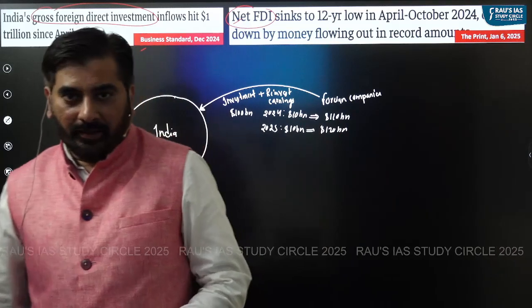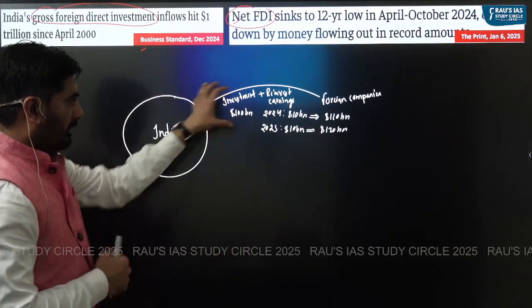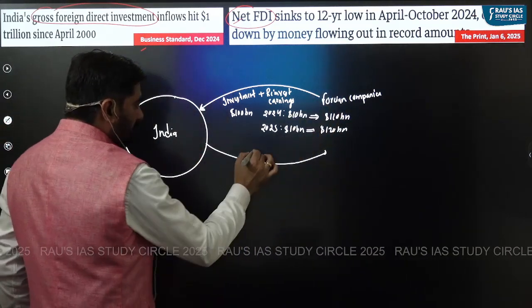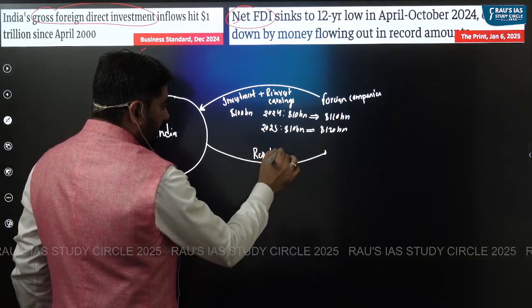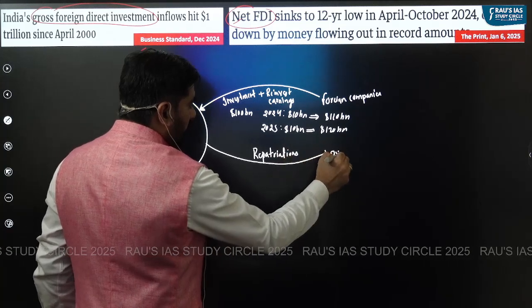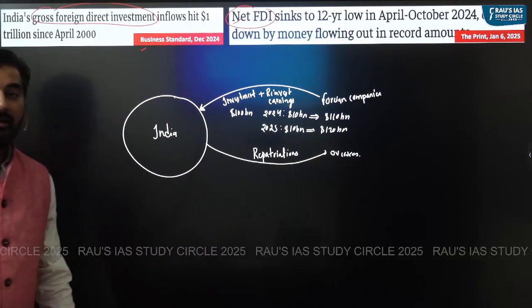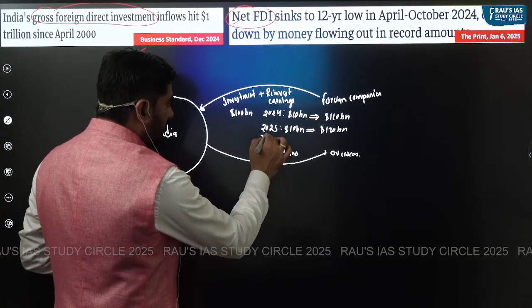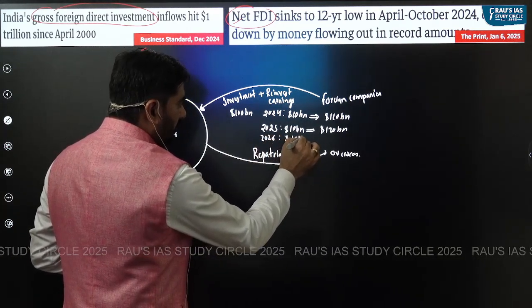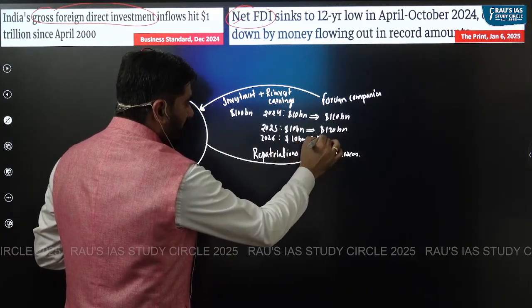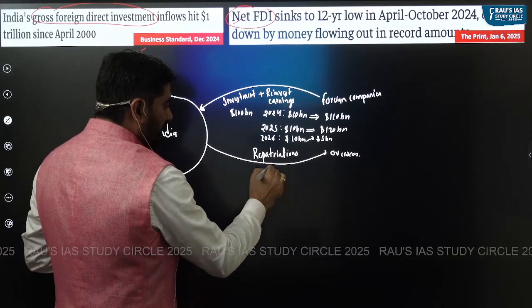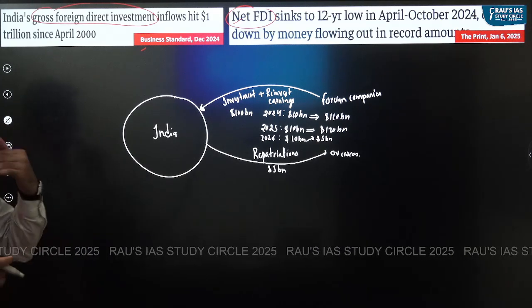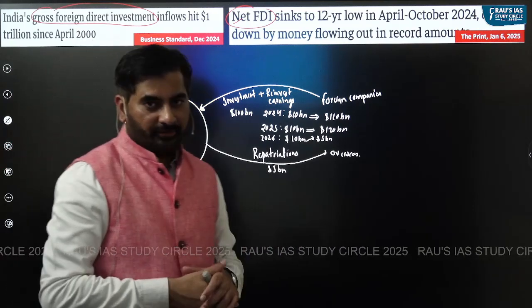What is net FDI then? Now, this foreign company which has made investment in India can take some amount of money back. Some profits it can take back to its own overseas country. This is called repatriation. Let's say in the year 2026, it has earned a profit of $10 billion, out of which it invests $5 billion in India, and the remaining $5 billion it will take out of India. So it is repatriation. So repatriation is excluded from the gross FDI.